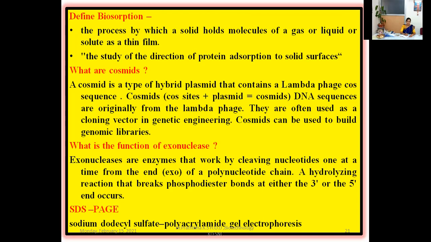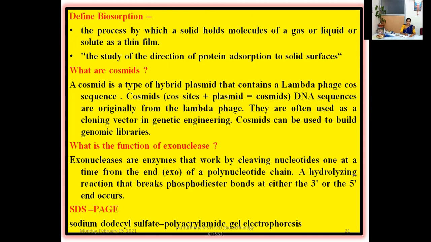What are cosmids? A cosmid is a type of hybrid plasmid that contains lambda phage cos sequences. Cosmids mean there will be the presence of a cos site plus a plasmid. The cos sequences are originally from the lambda phage. They are often used as cloning vectors in genetic engineering. Cosmids can be used to build genomic libraries.